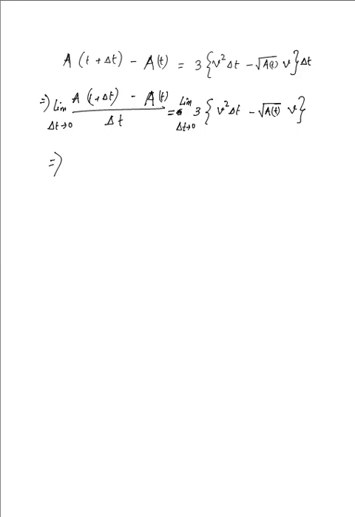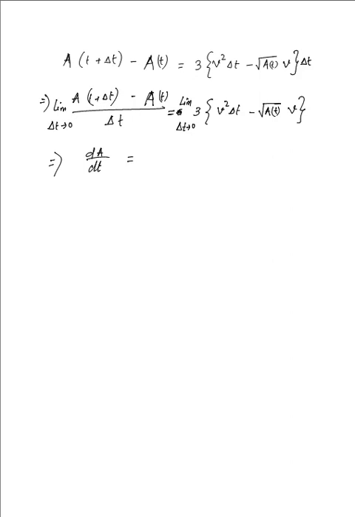Now applying the limit on the left hand side, we simply have dA/dt. This is the variation in A with respect to time. What is A? A is simply x(t) squared. Now putting the limit on the right hand side, the first term, that was multiplied with v squared, goes to 0.